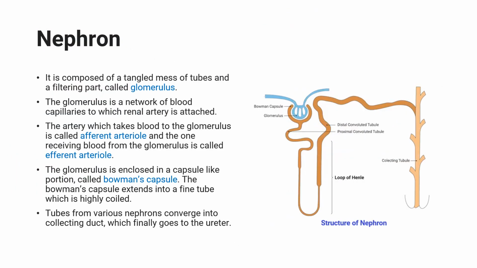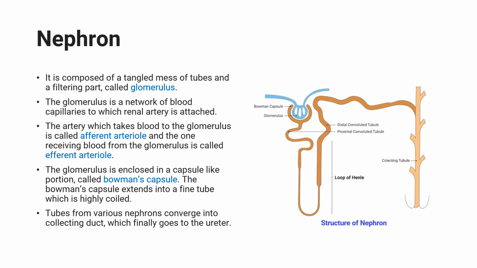Let's look at the structure of the nephron. It is composed of a tangled mess of tubes and a filtering part called glomerulus. The glomerulus is a network of blood capillaries to which the renal artery is attached. The artery which takes blood to the glomerulus is called afferent arteriole, and the one receiving blood from the glomerulus is called efferent arteriole. The glomerulus is enclosed in a capsule-like portion called Bowman's capsule.